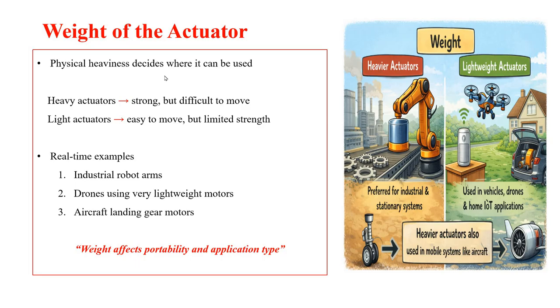Some real-time examples: industrial robot arms use heavy motors because they stay fixed and lift heavy loads. Car power windows use medium weight motors. Drones use very lightweight motors in order to reduce the battery usage and also to improve the flight time. Aircraft landing gear motors are very heavy, but still can be used in mobile systems because the strength is critical. So weight affects the portability and the application type.